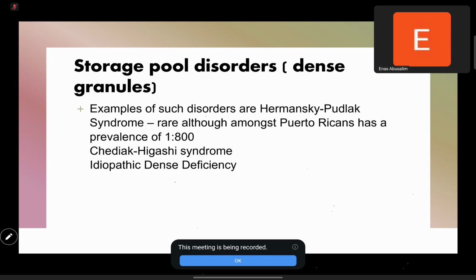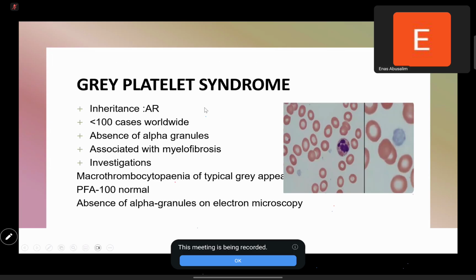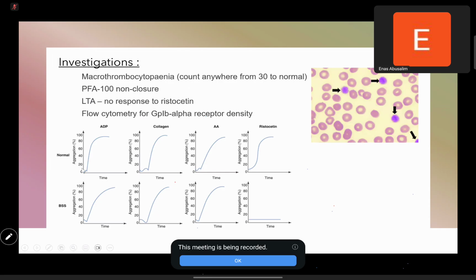So, if the patient has a dense granule disorder, on the light transmission aggregometry they'll have a first wave that's normal, but absence of the second wave on aggregation. So first there's going to be a good first wave, but then it will go down. What will maintain the second wave should be the release of the content of the delta granules. If they're absent, the patient will have a normal response initially, but they won't have enough dense granules to maintain the response, so it will go back down.